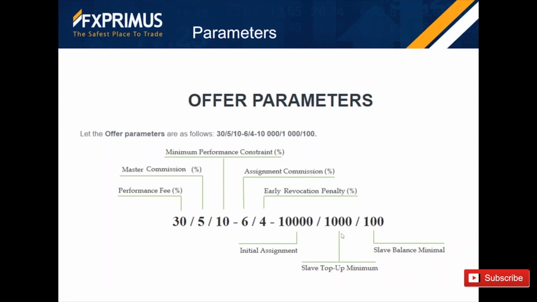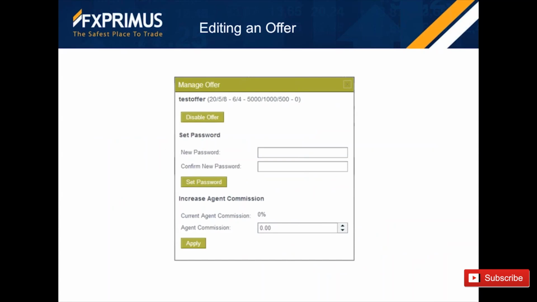And then the rest of the parameters: the initial assignment. The minimum that he can put is 10,000 in this example. If he wants to top up, he can only put 1,000 and above. He cannot top up his account by adding less than 1,000. He can put 1,000, 1,100, 1,200, etc. And if he wants to revoke all the money, take out his money, he should leave at least $100 in the account to be traded.